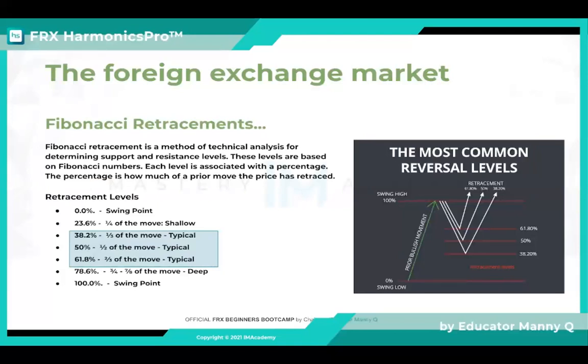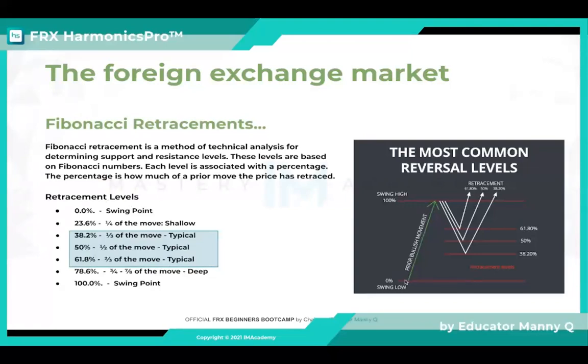So, Fibonacci retracements. Fibonacci retracement is a method of technical analysis for determining support and resistance levels. These levels are based on Fibonacci numbers. Each level is associated with a percentage. This percentage is how much of a prior move of the price has retraced. Okay, so let's talk about the retracement levels.